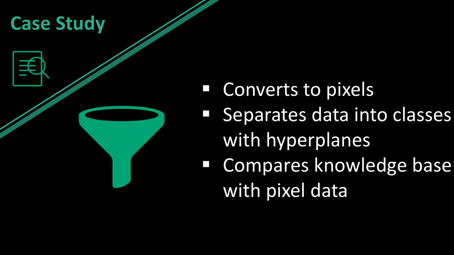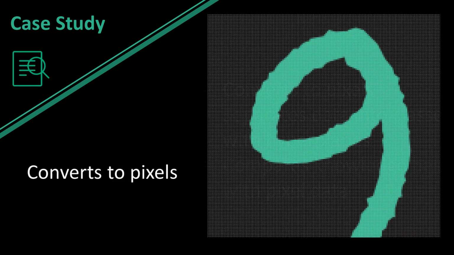So that's the second step. And the third one is it's going to compare the knowledge base. It's going to compare all that historical data with our new input. So it's going to take all the pixel data, and as you can see right here, when we zoom in to that 9, the way it works is every single element gets turned into this little tiny square.